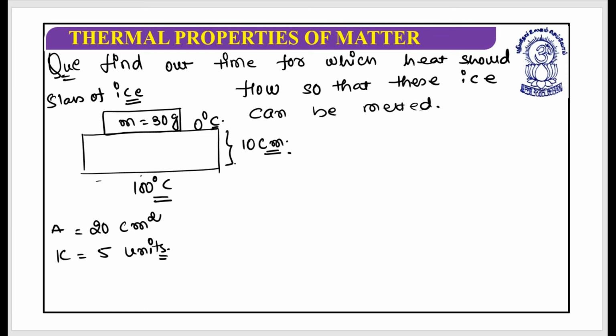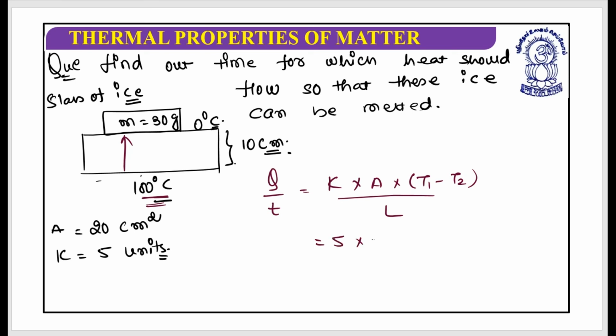What I understand is that heat is flowing from 100 degrees Celsius to 0 degrees Celsius, because the temperature difference has been maintained over this region. So this is basically Q by t, which is equal to K A (T1 minus T2) divided by L. This K is equal to 5 units. The cross-sectional area is 20 centimeter square, so this is 20 into 10 to the power minus 4. T1 minus T2 is 100 minus 0, so it would be 100. Divided by the length, which is 10 into 10 to the power minus 2.